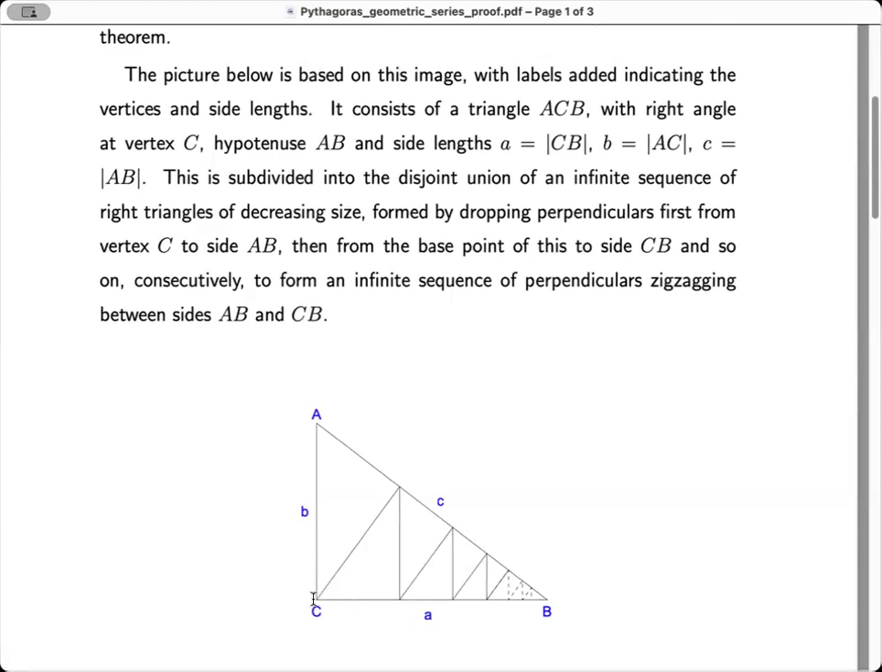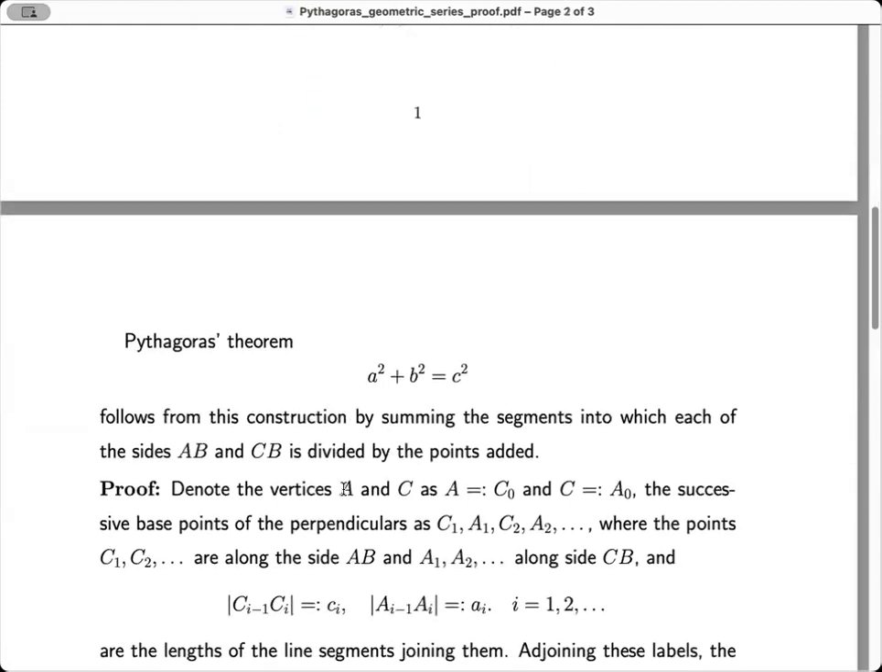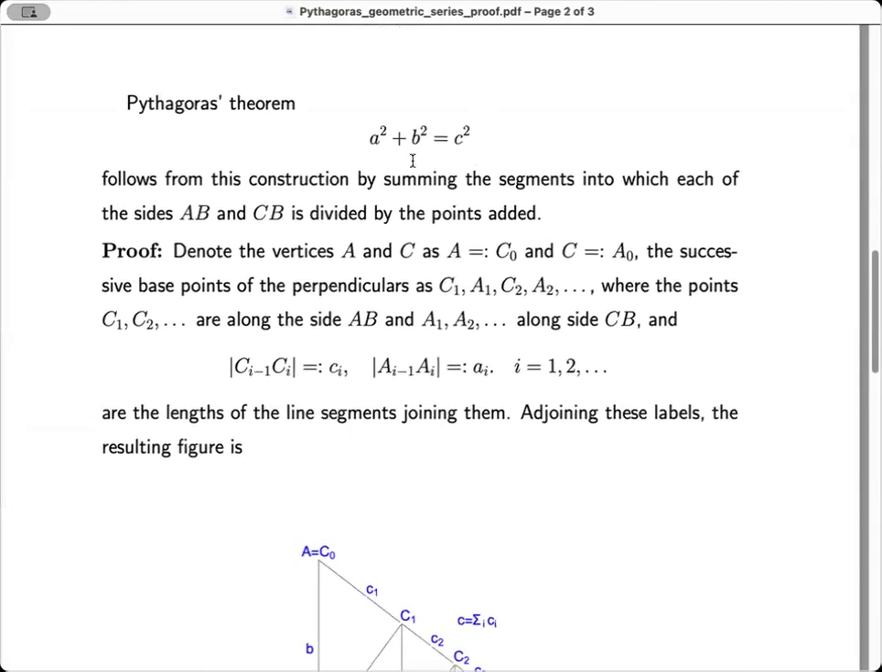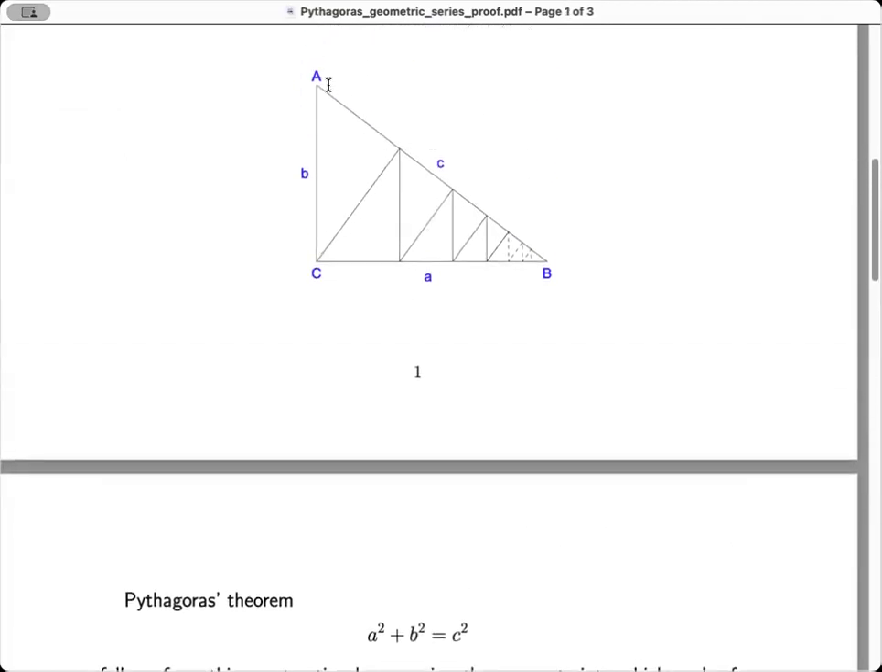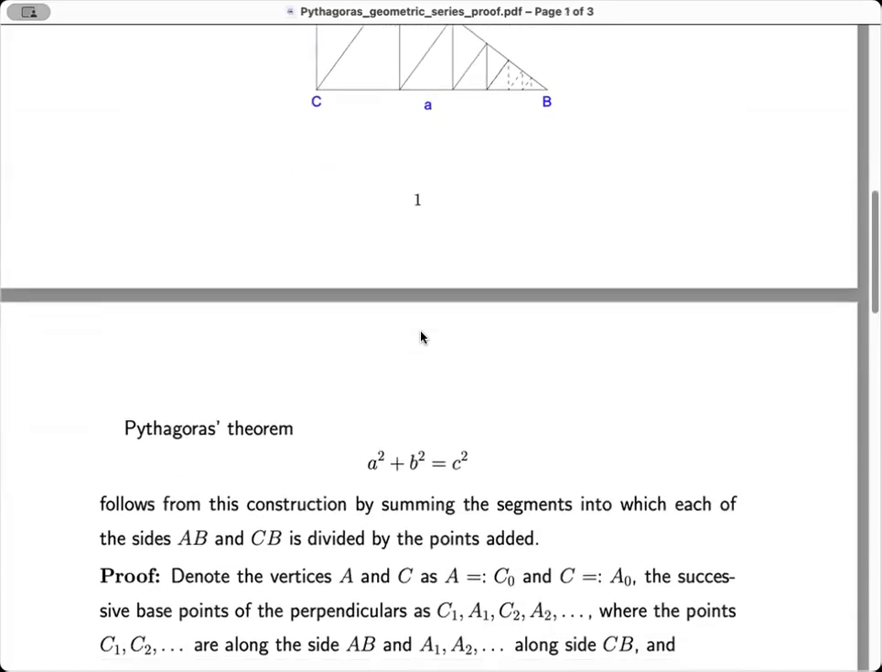And the construction consists of taking the point C, dropping a perpendicular to the hypotenuse, where it meets it in one point, and then again dropping a perpendicular to the base, and continuing, going back to the hypotenuse, alternating between the two sides, always with right angles at the point of meeting, to form a zigzag decomposition of this triangle into a union of triangles that are all of the same shape. They have the same angles, so they're all similar triangles. And then the Pythagoras theorem, which is c squared is equal to a squared plus b squared, can be derived from this construction by just adding up the lengths of the segments which we have created by the subdivision.